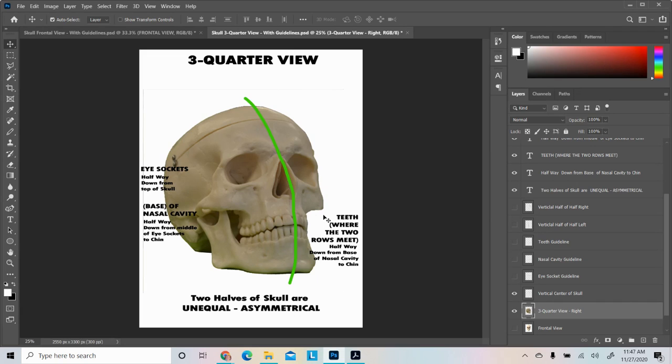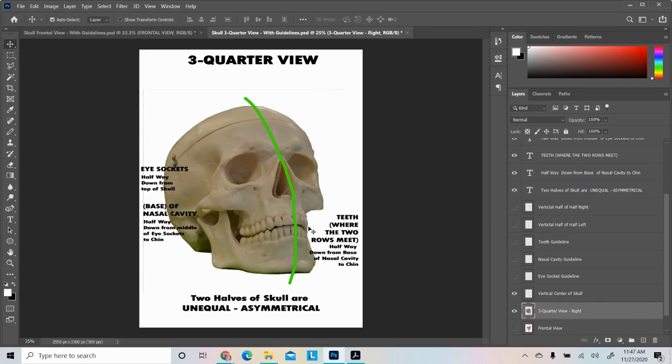So those are the key indicators that it's a 3/4 view. You're going to notice that both halves of the face are asymmetrical. You can see two eyes. You can see the nasal cavity, but one half is larger than the other. And then the same thing with the teeth. Although you can see a lot of the teeth, you're seeing less of one side than the other.